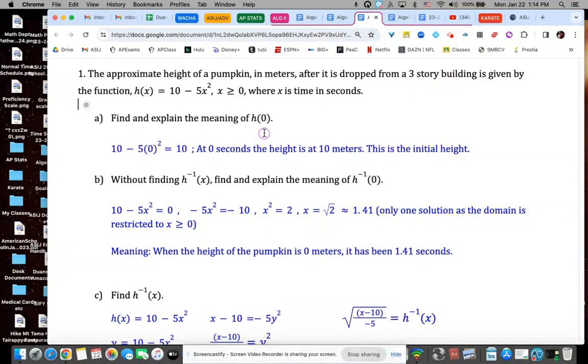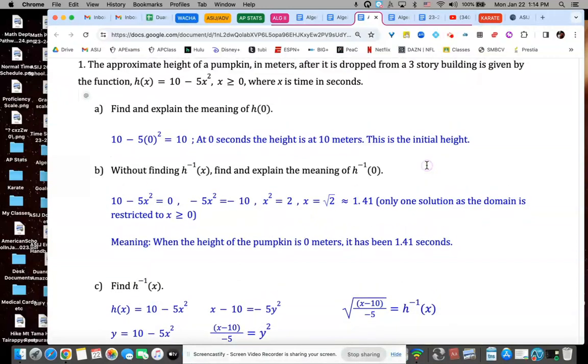So they say explain the meaning of h of 0. So you're just taking your equation, putting 0 in for x, as you can see down here, and solving. So that whole piece goes to 0. 10 minus 0 is 10. So what's the meaning? Well, they told us that x was in time. So this is 0 seconds. So after 0 seconds, like basically at the beginning when you first drop it, the pumpkin is at a height of 10 meters. Their answer was 10. It also makes sense from the equation. You're starting with a height of 10. That's your initial height, so 10 meters. So this is nothing new.